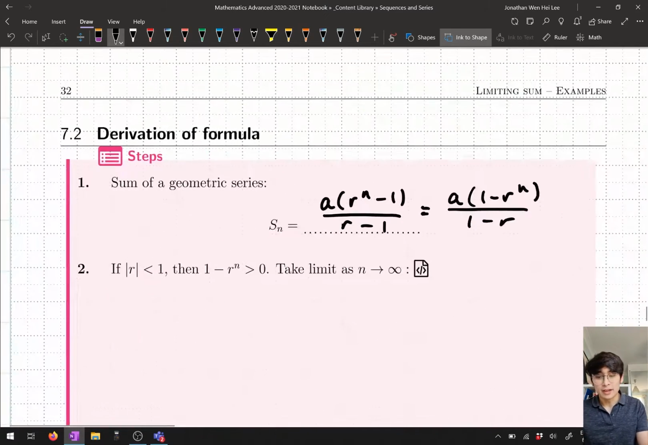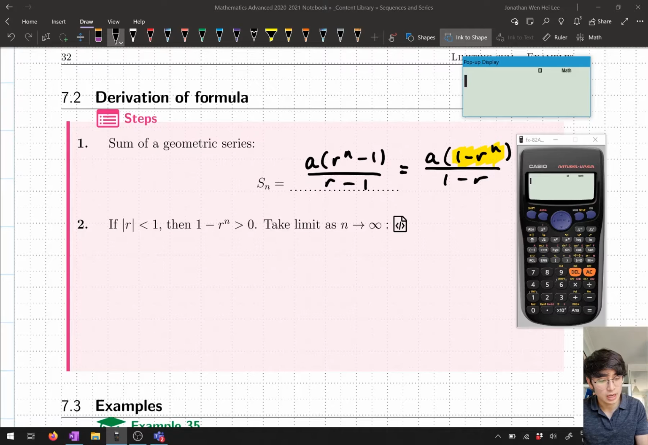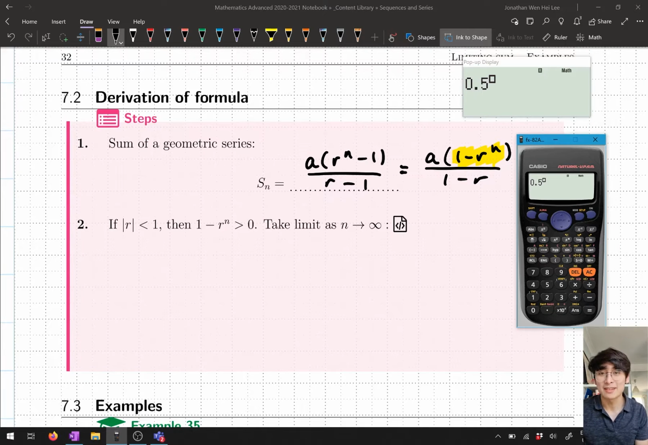So what we have here is, if the absolute value of r is less than 1, so it's between those values of 1 and -1, then this term up here is going to be greater than 0. And if we take the limit as n goes to infinity, let's say we have a number which is small, between 1 and -1. So let's say 0.5. If I raise that number to a very big power, so let's say I raise it to the power of 2, notice the number is getting smaller and smaller.